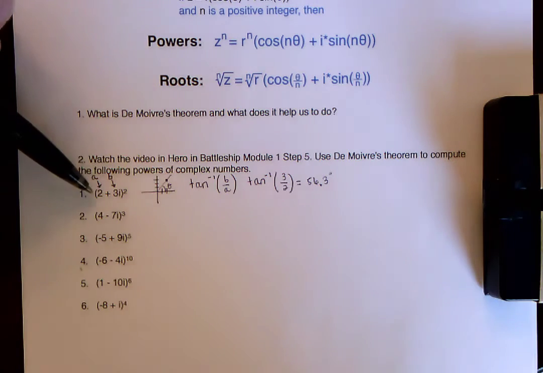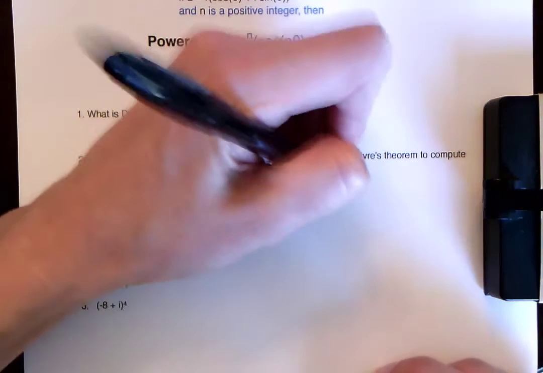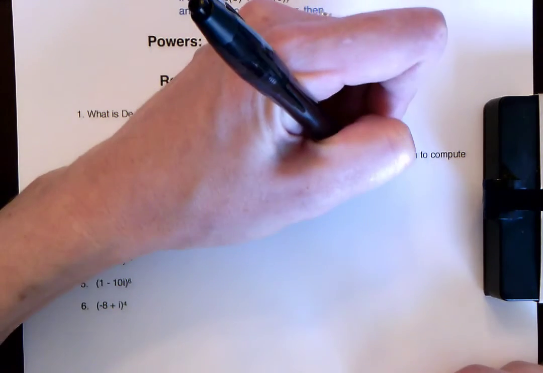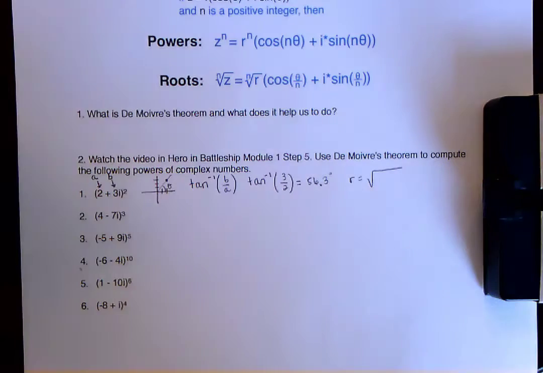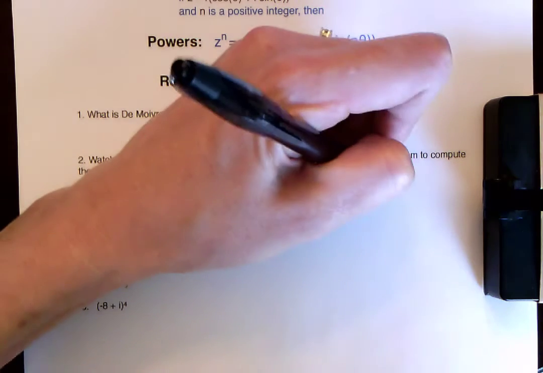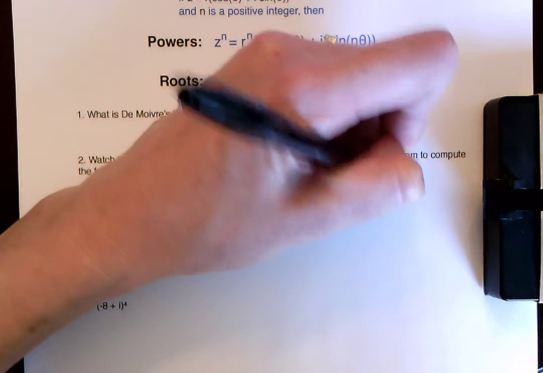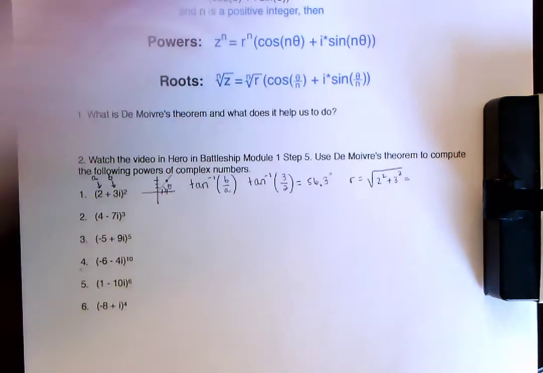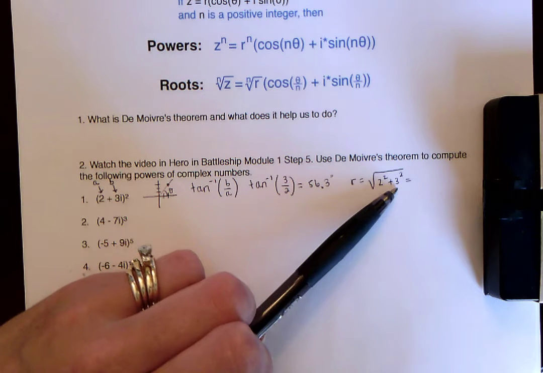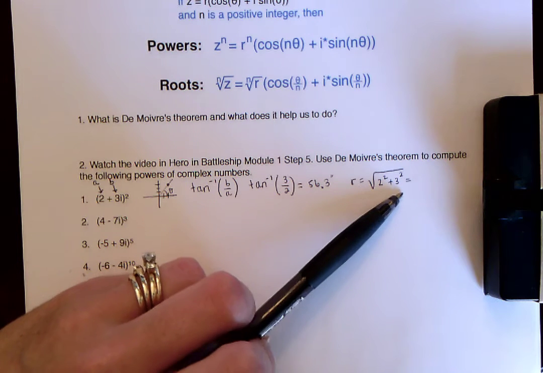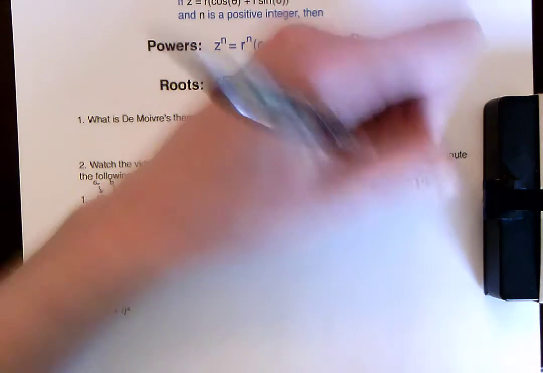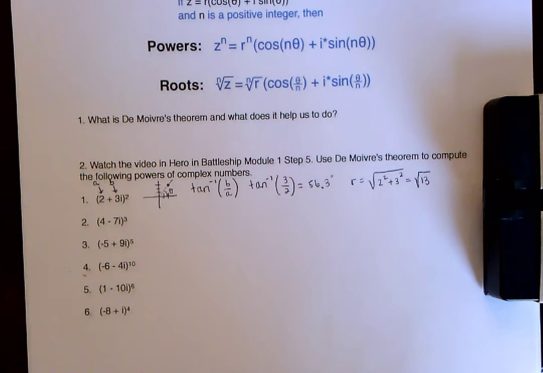Okay? We also have to find r as well. So r is found, remember, this is the modulus. We have to take a squared plus b squared and then square root it. So this is 2 squared plus 3 squared. Remember, 2 squared is 4, 3 squared is 9. So 4 plus 9 is 13. So this ends up being the square root of 13, and we can't really simplify that.